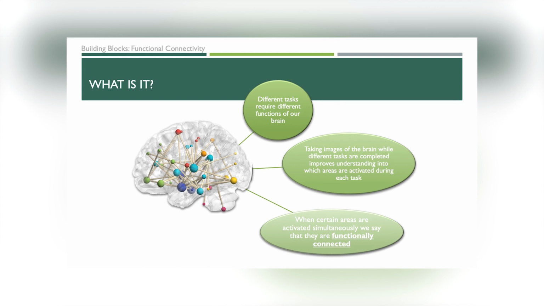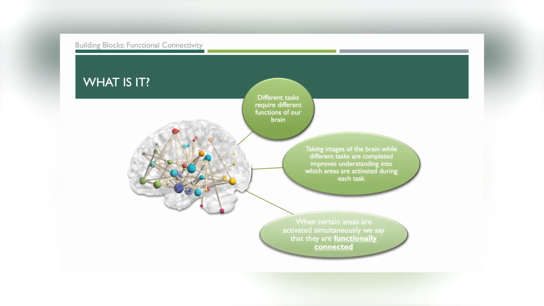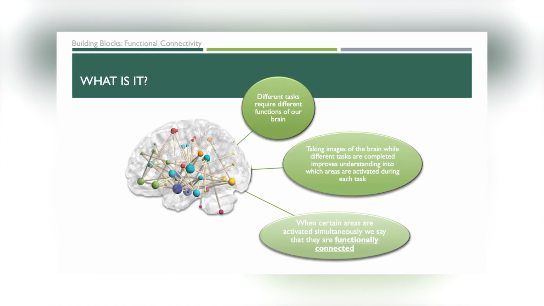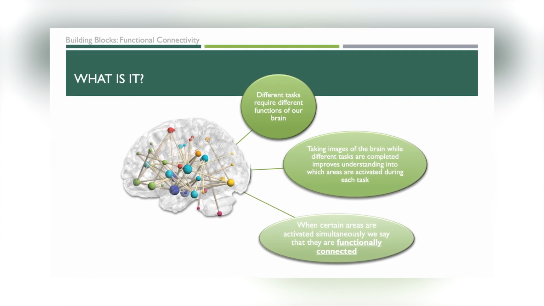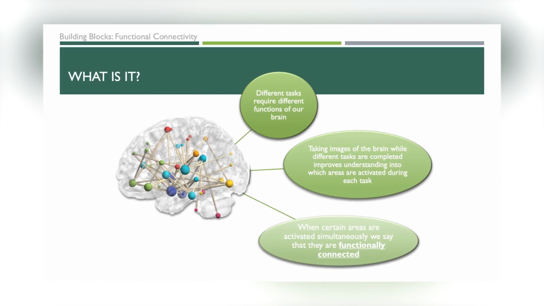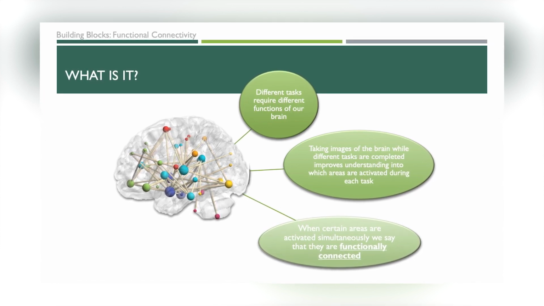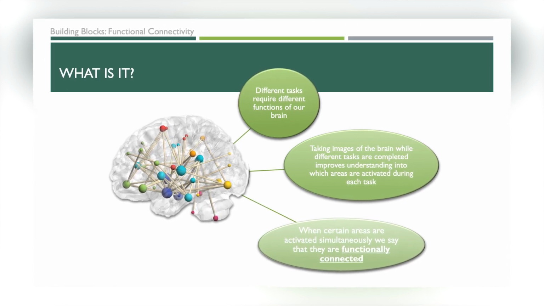So why do we want to use functional MRI scans? What is it for? These scans allow us to understand this thing called functional connectivity. So what is this? Well, we know that different tasks require different functions of our brain. We also know that we can take images of the brain while the subject is completing a task or while they're at rest, and this gives us an understanding of which areas are activated during these tasks. Now, we say that when certain areas of the brain are activated simultaneously, they are functionally connected. So this is the general idea about functional connectivity.